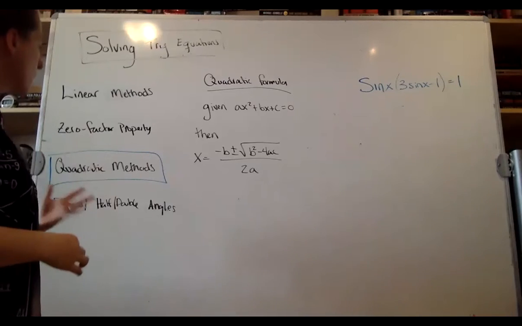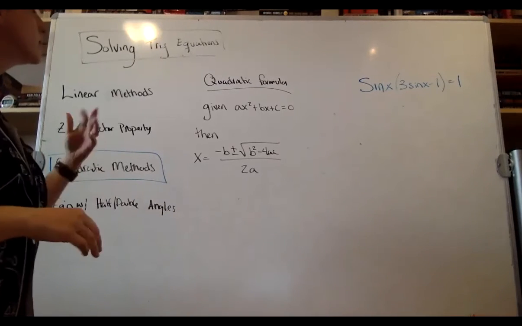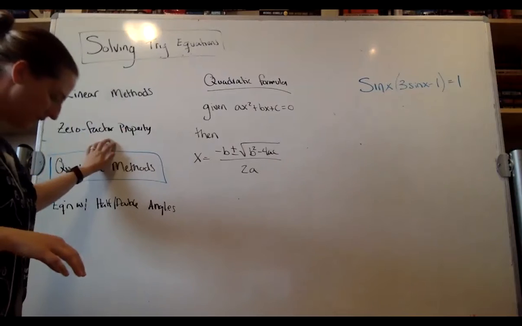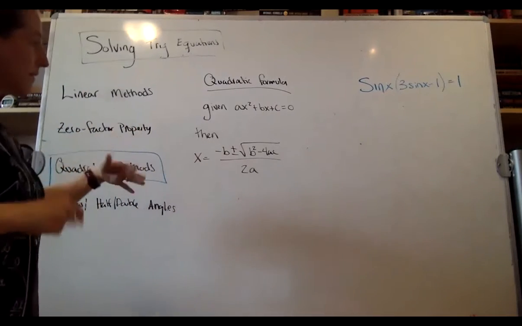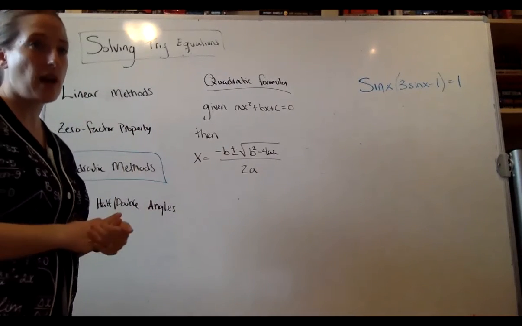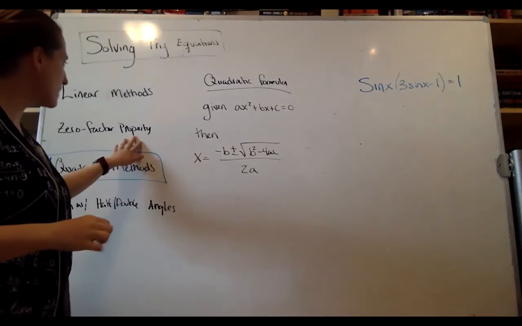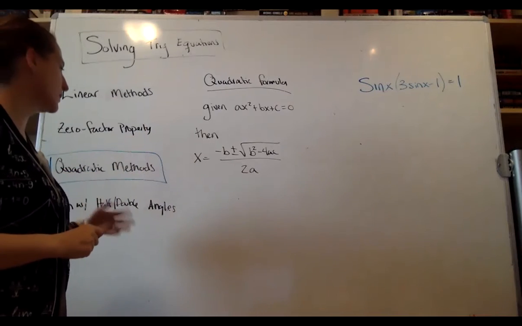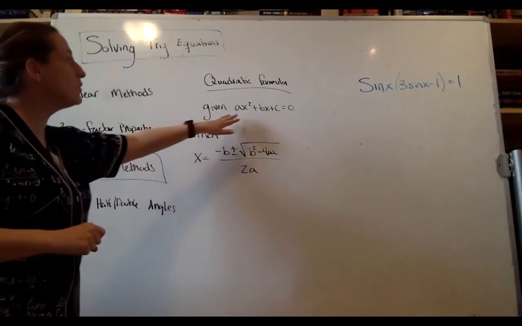Okay, so we're gonna work one example of quadratic methods. Quadratic methods actually include the zero factor property, but sometimes, as we know, we have equations that are not factorable, and so we can't apply the zero factor property if something is not factorable. In that case, we can use the quadratic formula.